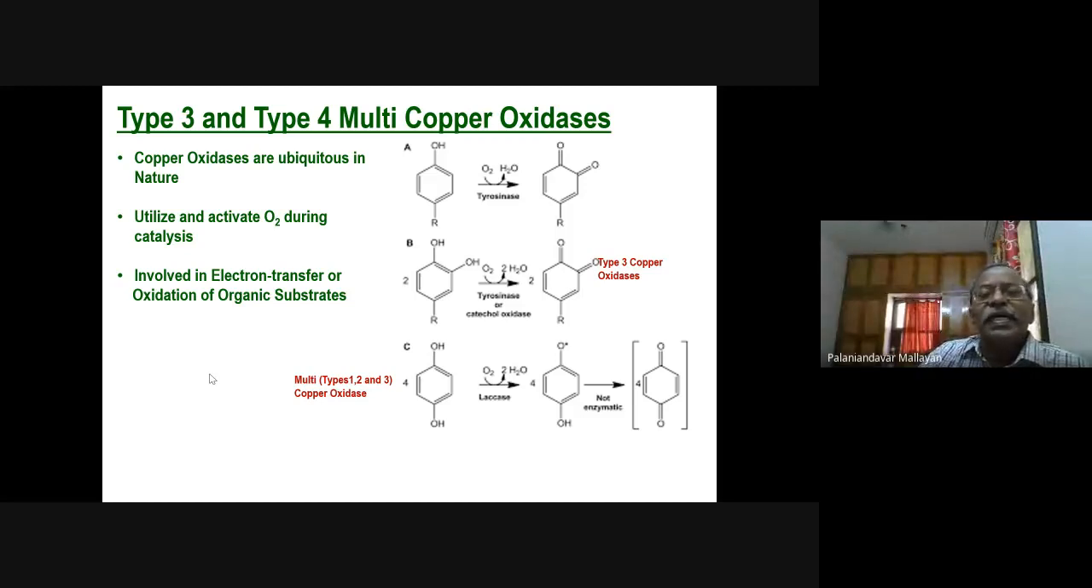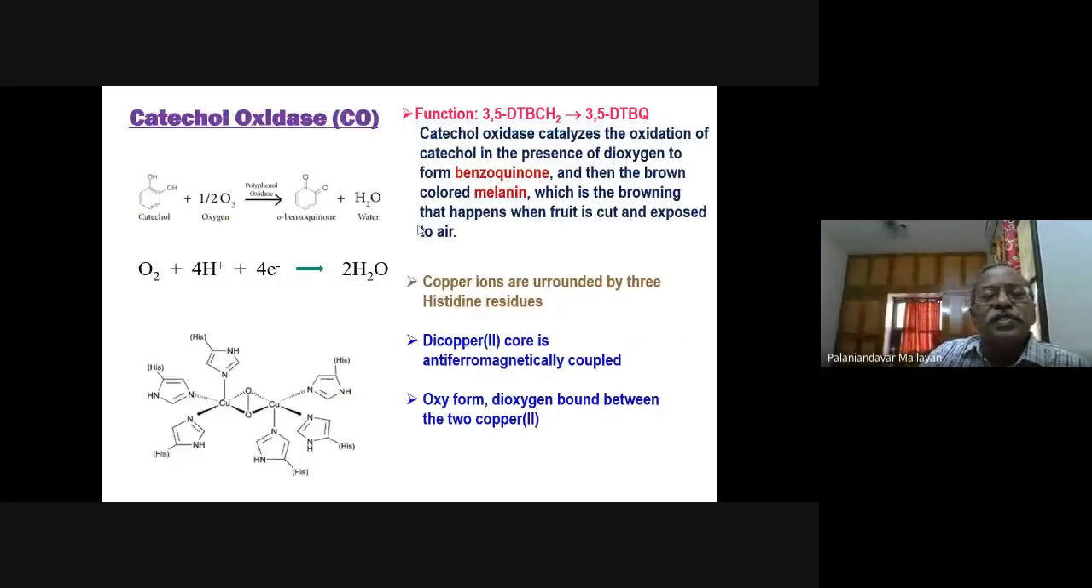So this is catechol oxidase. This is a very famous enzyme in modern times. Almost all copper chemists would have touched upon this one, because you make any copper compound that will try to oxidize catechol to benzoquinone. Catechol oxidase is involved in living systems as well as in plants.